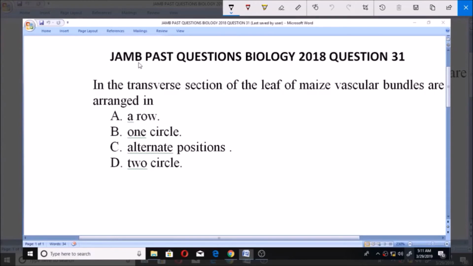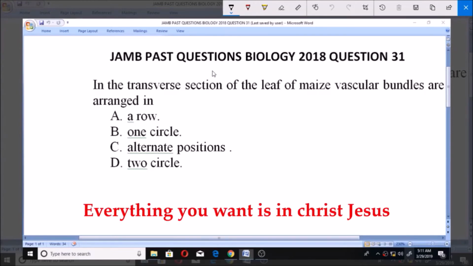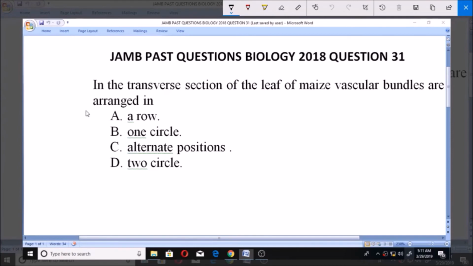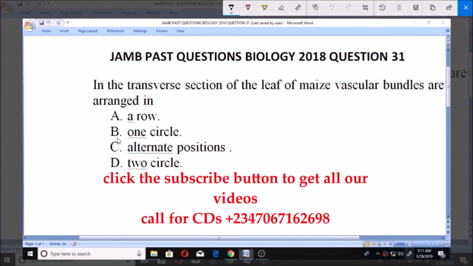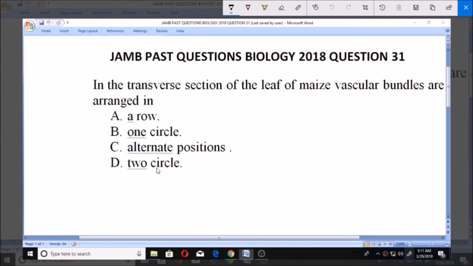Let's look at these Jamb past questions, biology 2018. Question number 31. In the transverse section of the leaf of maize, vascular bundles are arranged in A. a row, B. one cycle, C. alternate positions, D. 2 cycles.